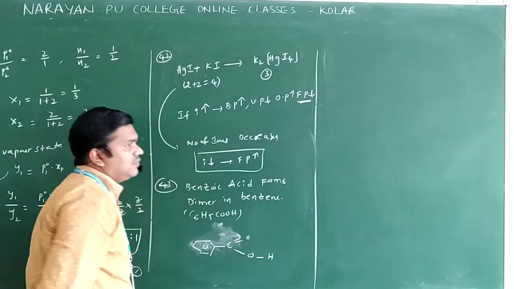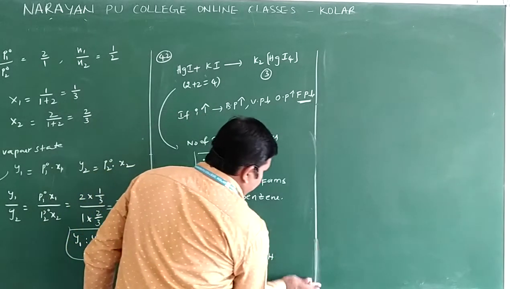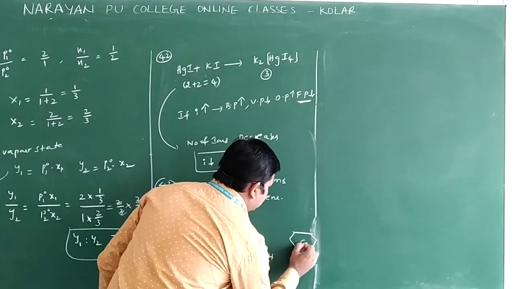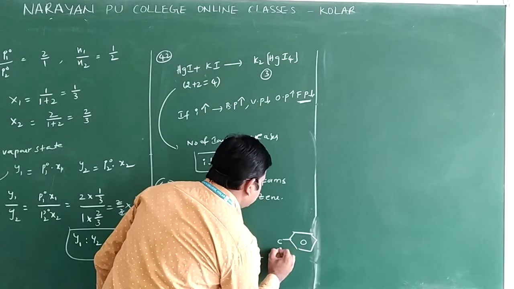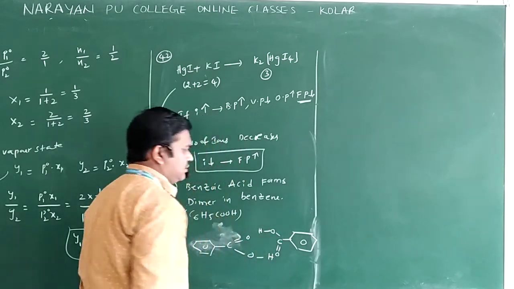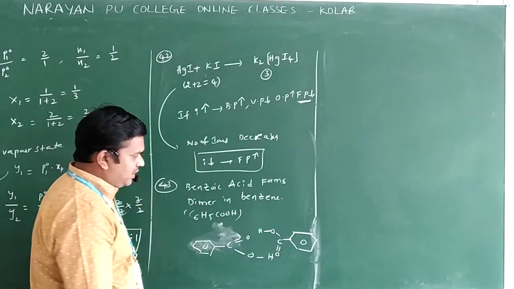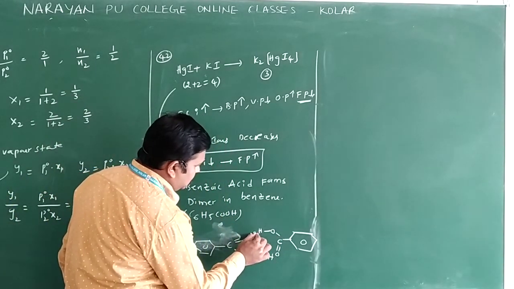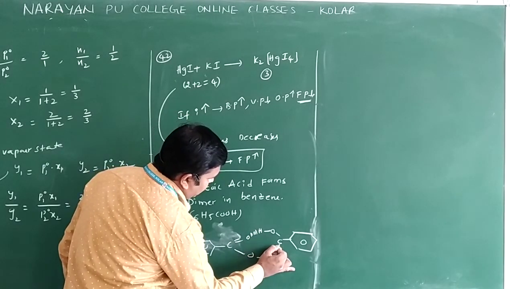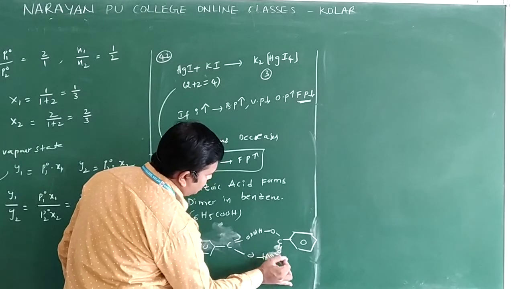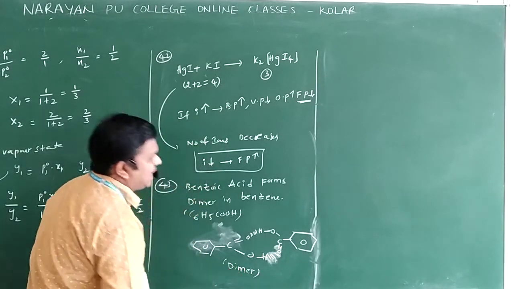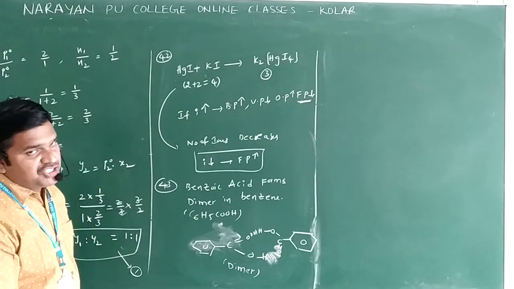This is one molecule of benzoic acid, and you can take another molecule of benzoic acid also. So here two molecules of benzoic acid form hydrogen bonding. This is the formation of a dimer in benzene solvent.